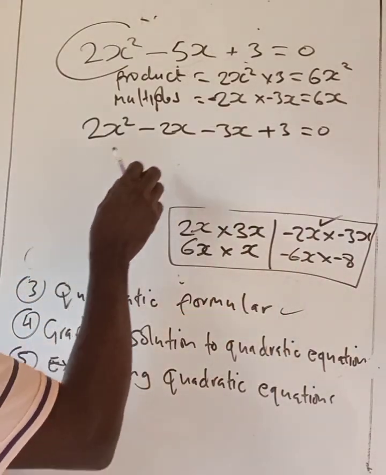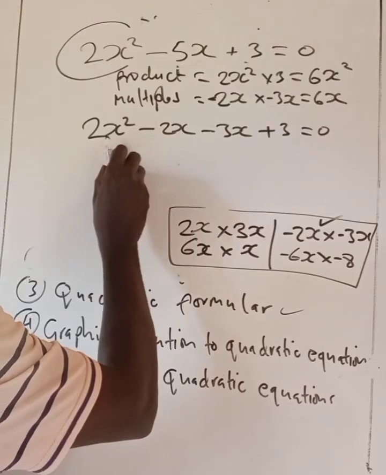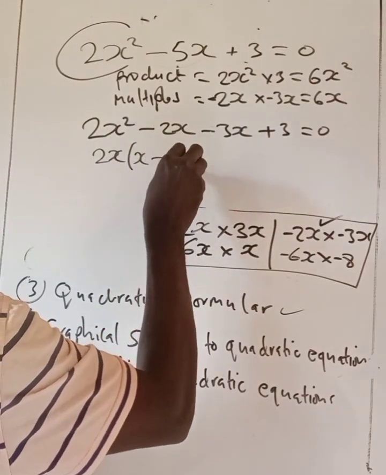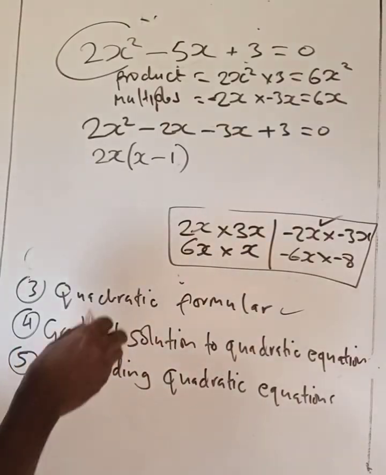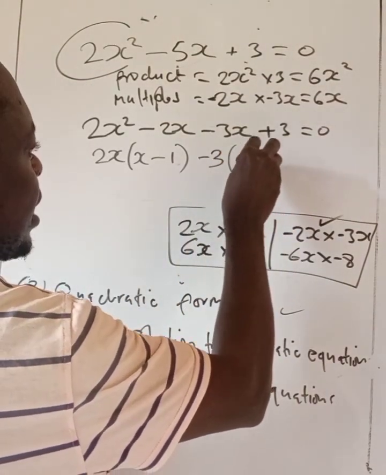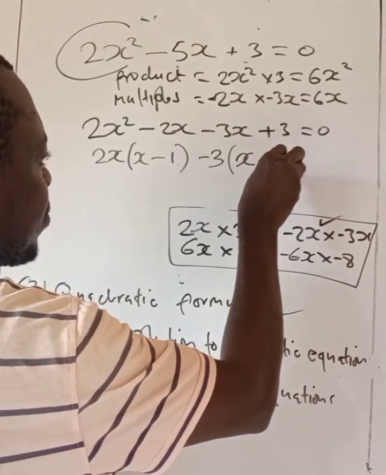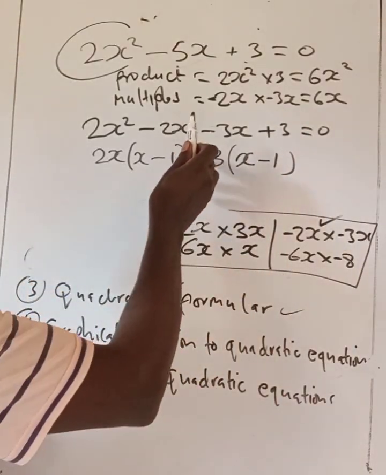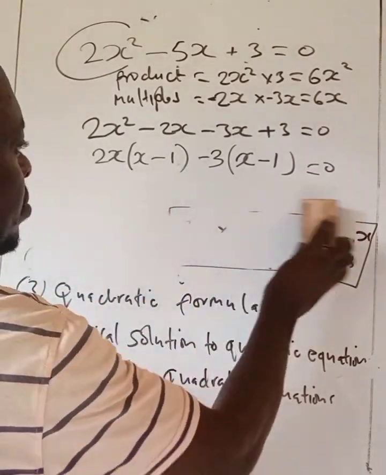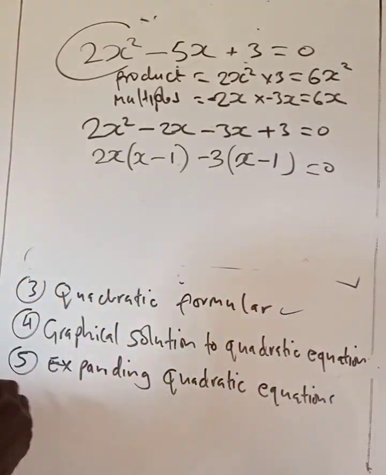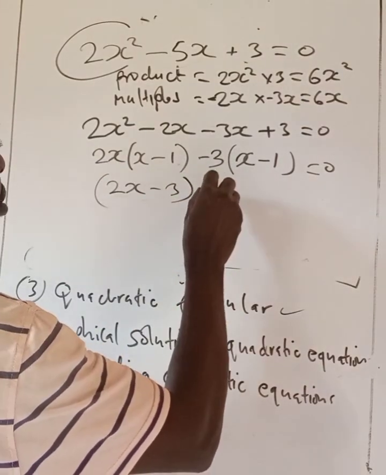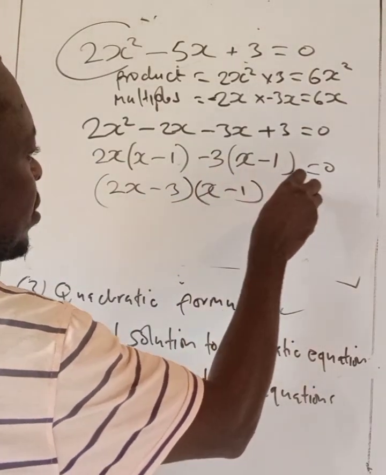Now, group them like this. What is common between here and here is 2x. So what remains here is x, and what remains here is 1. On the other side, we have 3 being common, so that we have x inside. We should turn this sign to negative 1, because when we are expanding, negative and negative gives us a positive, is equal to 0. Now, to factorize, we have 2x minus 3 into x minus 1 gives us 0.